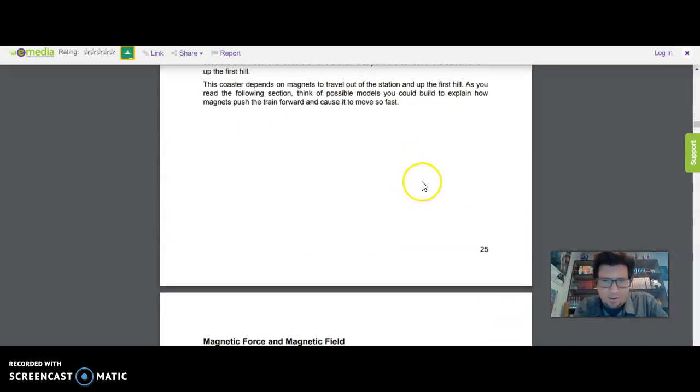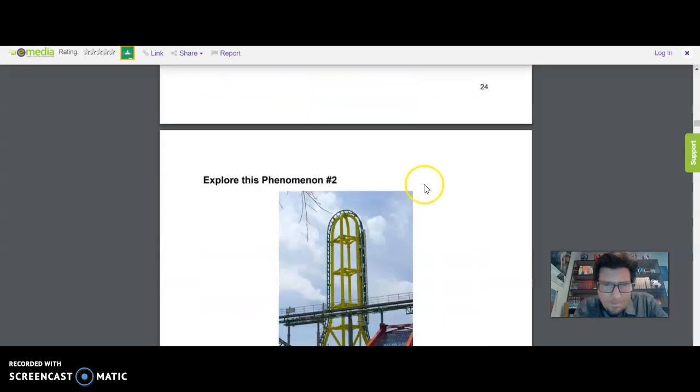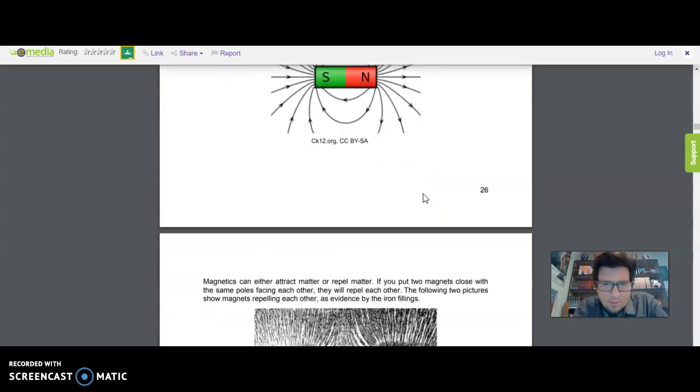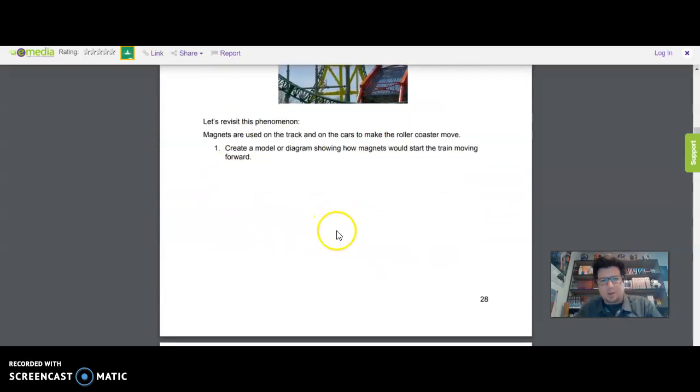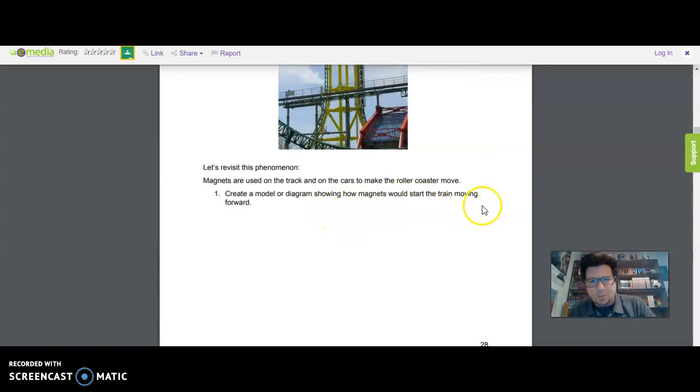So you're going to answer these questions here. You're going to keep going down, and pretty much everywhere there's a question. So right here, there's a question. Now look, it says create a model or diagram showing how magnets would start the train moving forward.